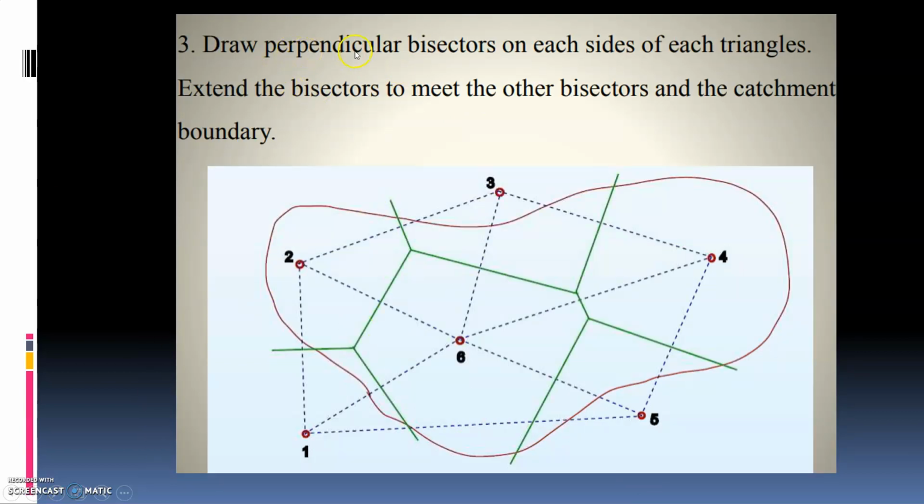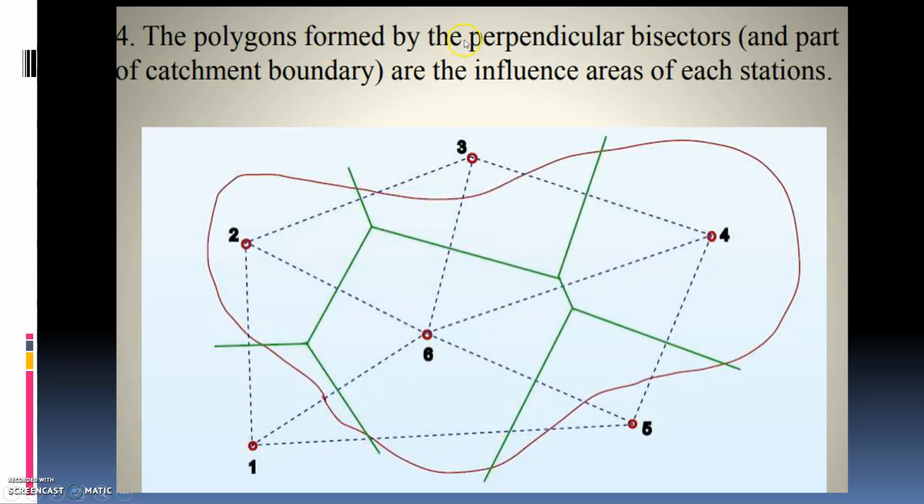After that, you have to draw perpendicular bisectors on each side of the triangles. Extend the bisectors to meet the other bisectors and the catchment boundary. So after that, you have to draw the bisectors for each triangle. So this is a bisector, here a bisector, and here is a bisector. Then the polygons formed by the perpendicular bisectors are the influence areas of each station. Then you have to consider the area for each rain gauge station by using these polygons.